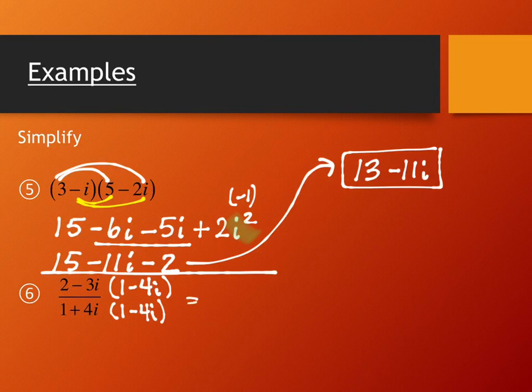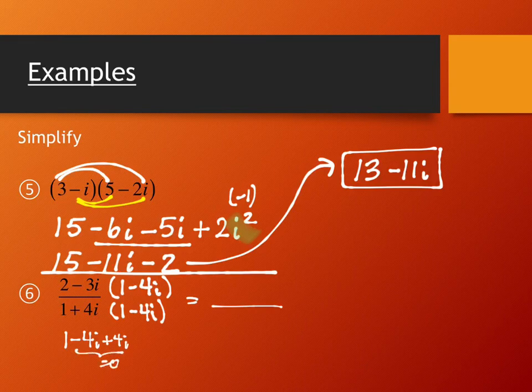As I'm looking at the bottom, the reason that I'm going to do that is because I won't end up with any i's left. So check this out. I have 1 times 1 is 1. I'm going to write it underneath here so that I don't run out of space quickly. I have 1 times negative 4i, which is negative 4i. I have this 4i times 1, so that's positive 4i. So those are going to add to 0, right?